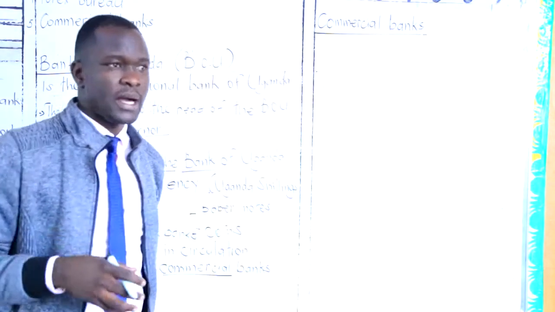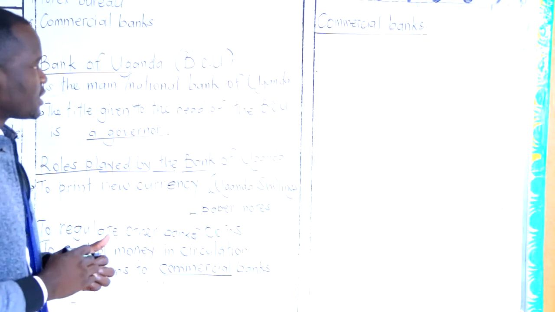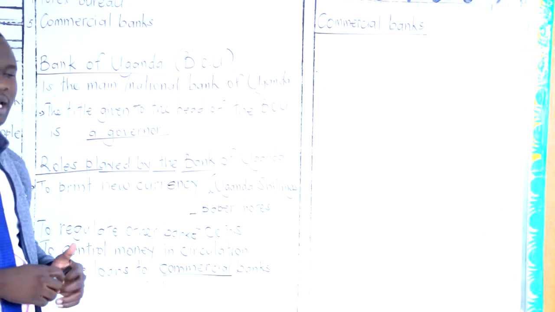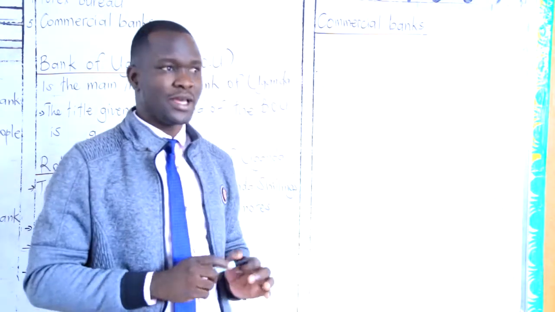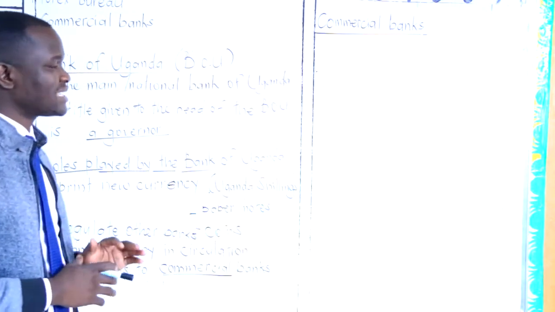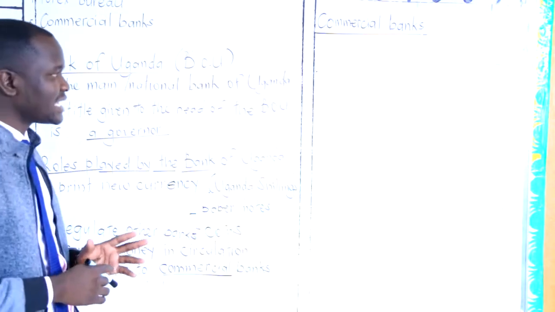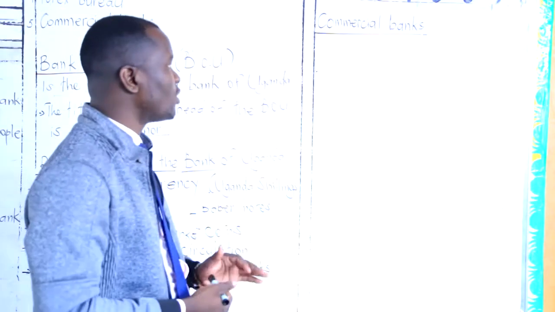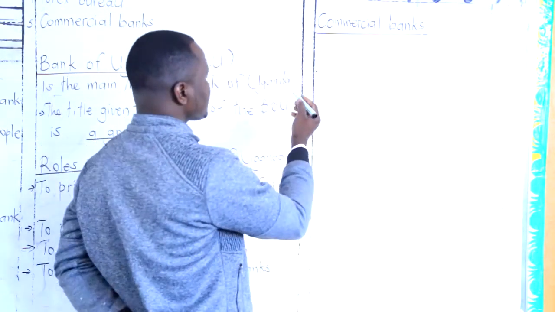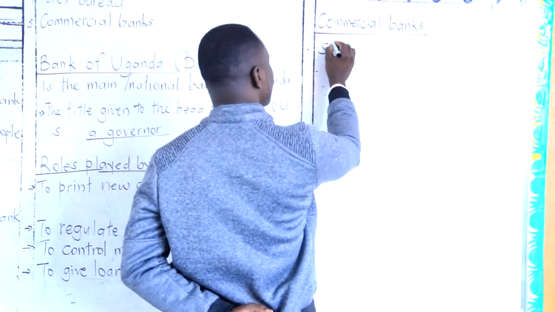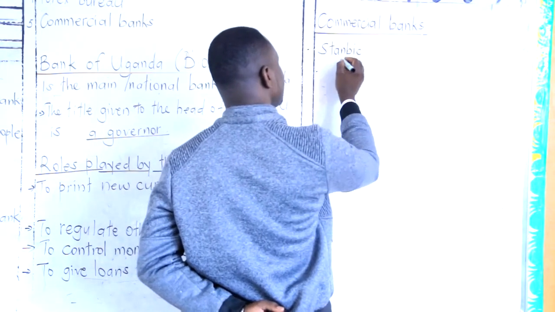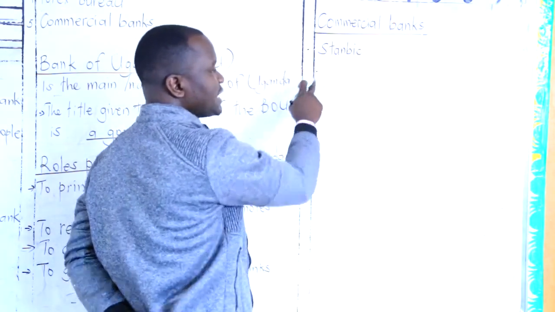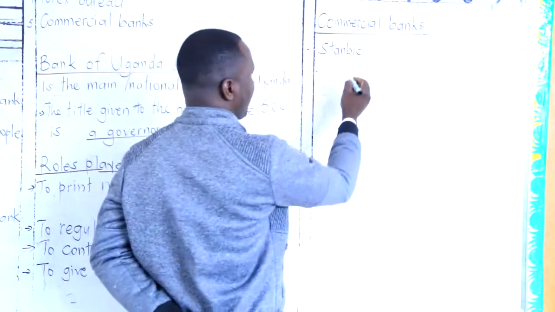Now, we are going to give examples of commercial banks, and I'm quite sure this is not sounding new to you. You must have also learned about these commercial banks in the previous class. So we are going to go through them. We have banks like Stanbic Bank. Take serious note of the spelling. Stanbic Bank.